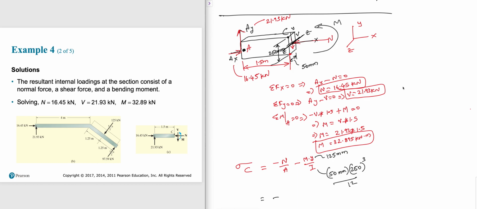Negative. What is N? 16.45 kilonewton. What is A? What is the area? 0.05 times height 0.25 meter square, minus what is M, moment. Moment is 32.895 kilonewton meter times y is 0.125 in meters over 0.05 times 0.25 cube over 12. Do this and tell me how much you got.